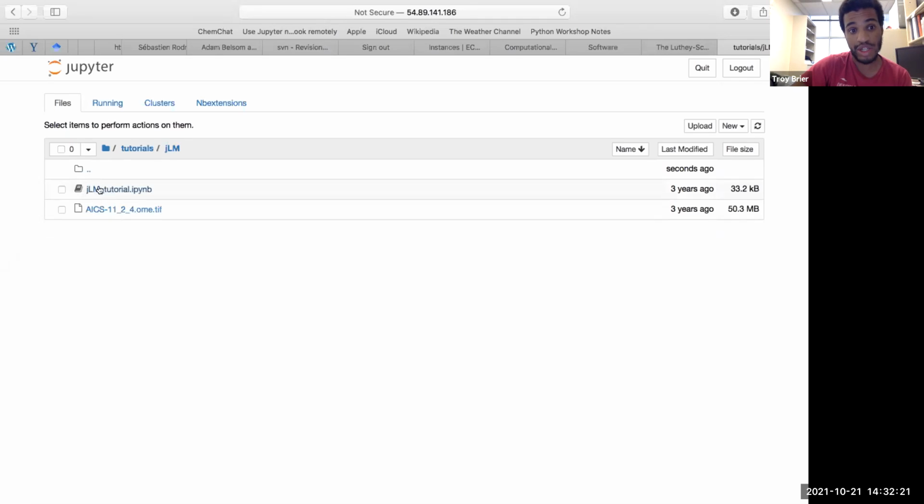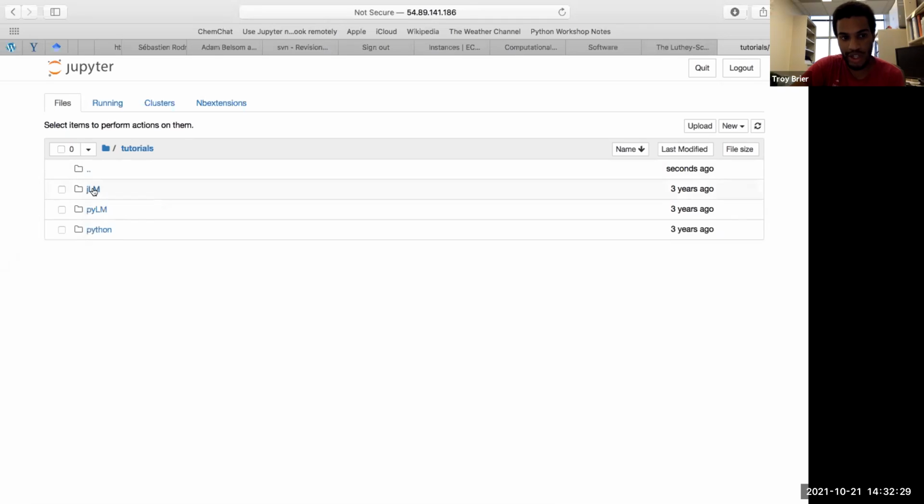And so if you go under tutorials, we're going to be more in this PyLM directory, but to quickly touch on it, there's the JLM, which will allow you to understand a little bit more about what JLM allows you to do. It stands for Jupyter Lattice Microbes. It's an LM Python wrapper that's built to be used in Jupyter notebooks. PyLM can also be used, but JLM allows for a little bit more widget features and some things like that.